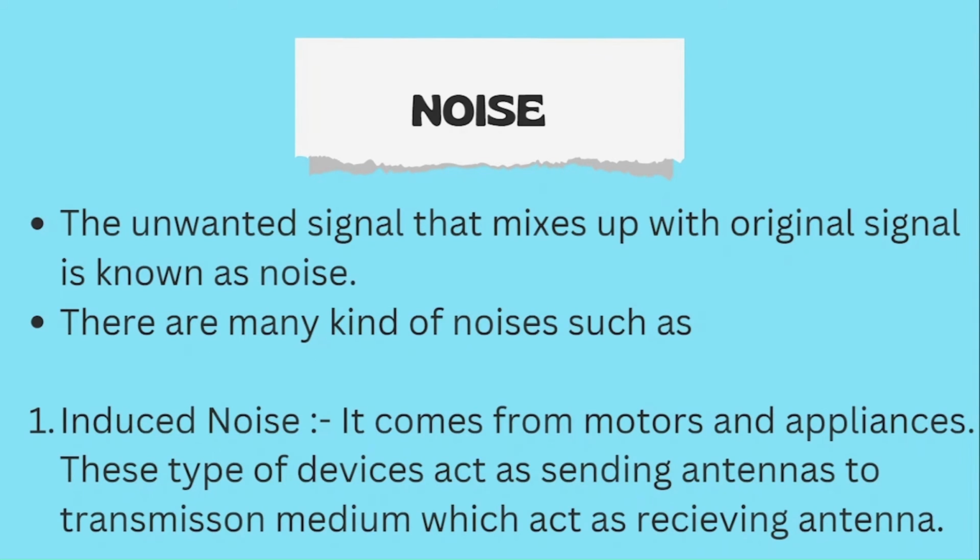Now we are going to move to our third cause, that is noise. Noise is another cause of impairment. Several types of noise, such as thermal noise, induced noise, crosstalk, and impulse noise, may corrupt the signal. First, induced noise. It comes from motors and appliances. This type of device acts as a sending antenna to transmission media, which act as a receiving antenna.